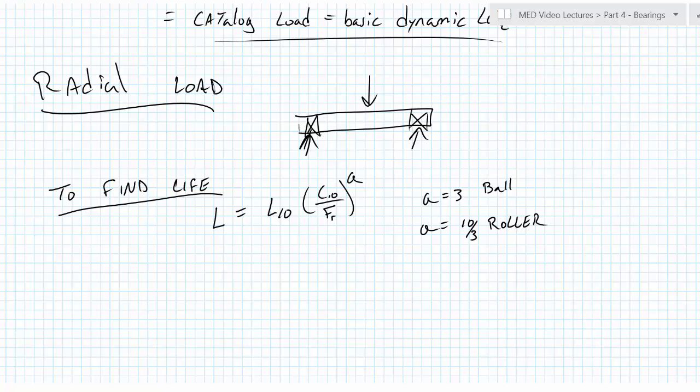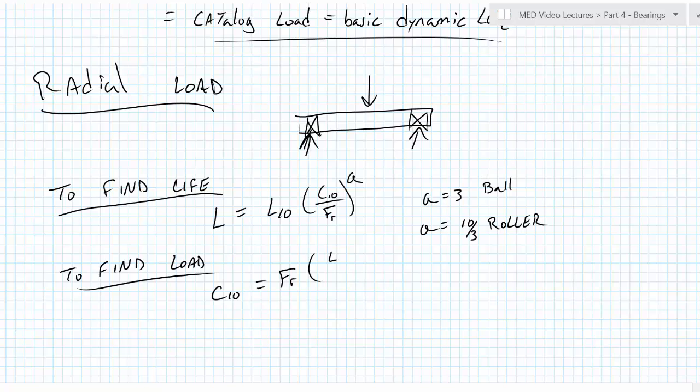If instead we know the load that we have and we know the forces acting on our system, we may instead want to find which bearing do we need. So to find a C10 that's appropriate, we're going to use the load times the ratio of the life we want over the rated life raised to the 1 over A. And you'll see that these are basically the same equation, simply solved one for the other. And again, A equals 3 or A equals 10/3.